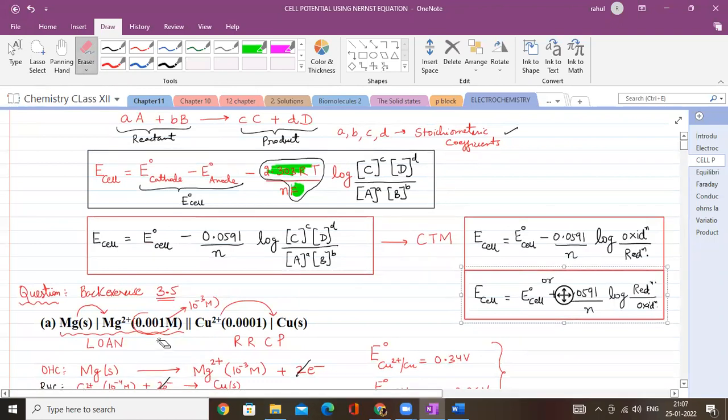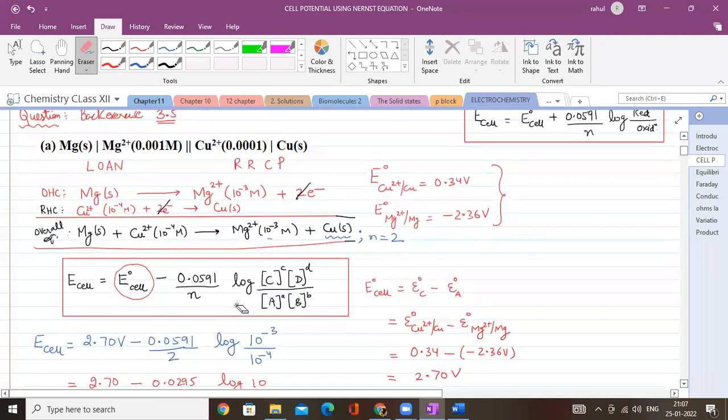Now, I am going to start with the back exercise question, of course, that back exercise question is 3.5. That is the question that we have to take up right now. The question is: Mg in solid phase changes to Mg2 positive. This is 0.001 molar, that is 10 to the power minus 3 molar. And salt bridge, copper 2 positive 0.0001 molar, that means 10 to the power minus 4 molar, and copper in solid.